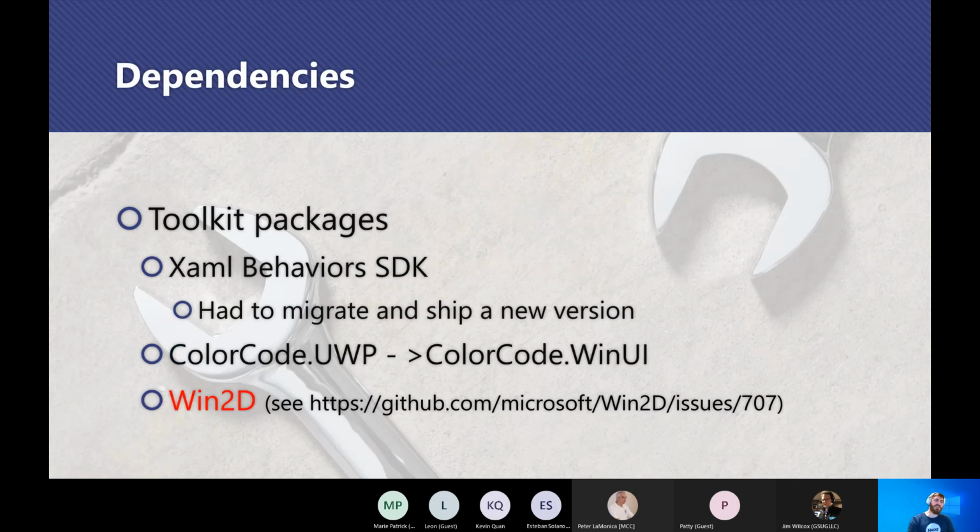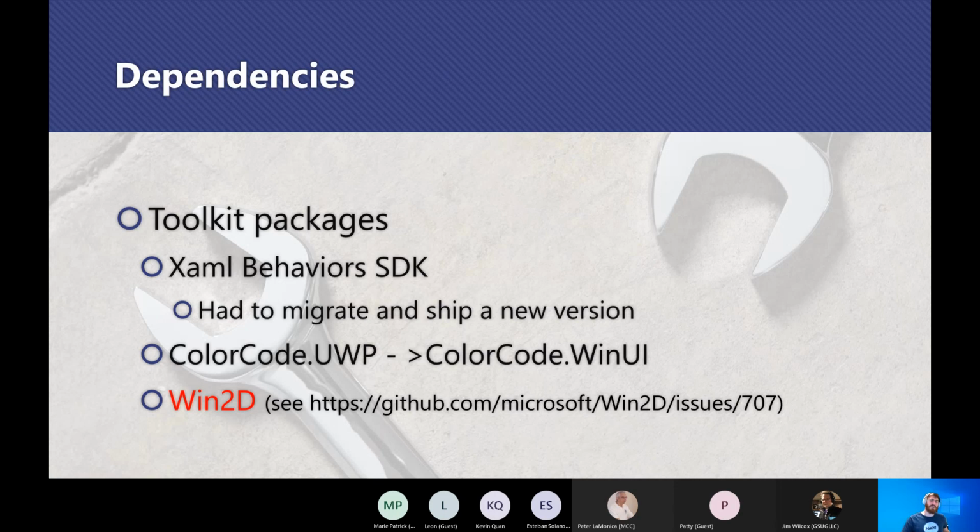On the toolkit, we do have dependencies. We're not a singleton. As one example, we have the XAML behaviors SDK as a dependency, and I had to migrate and ship a new version. So if you look inside NuGet, that's actually on NuGet already. There's a new WinUI-based version of the XAML behaviors SDK.